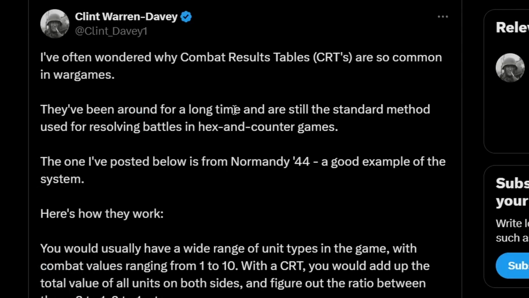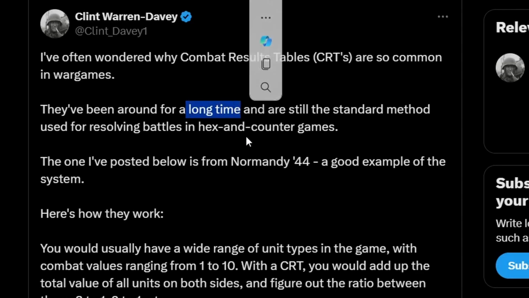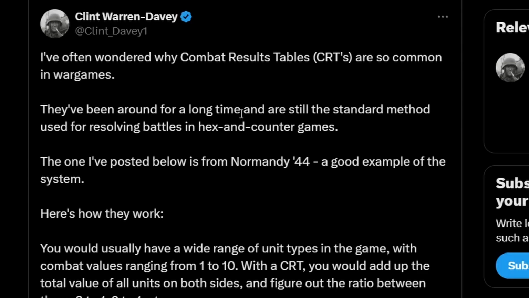But he brings up this point of he's often wondering about why combat results tables, CRTs, are so common in wargames. They've been around for a long time. That is the truth, and we'll get into that because there's some interesting comments below that try to pin it back to Charles S. Roberts, which, while not incorrect from the commercial standpoint, CRTs actually go back way farther than that. And they're still the standard method for resolving battles in most hex and counter wargames.